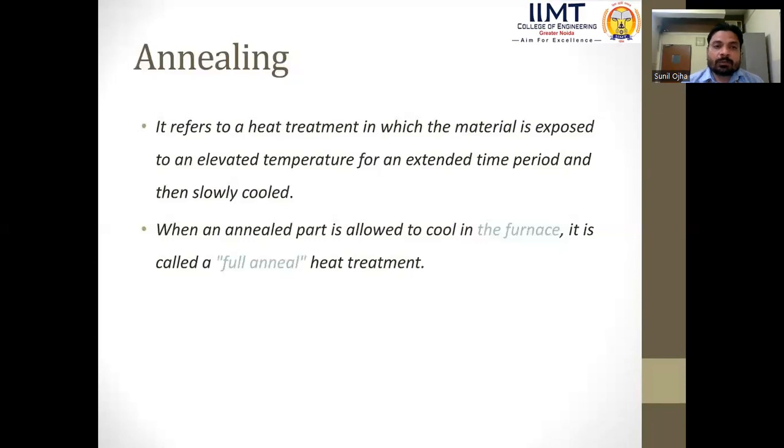So first we have to discuss the annealing process. Annealing refers to a heat treatment process in which the material is exposed to an elevated temperature for an extended time period and then slowly cooled. When we heat the material to an elevated temperature and then allow it to cool inside the furnace, it is called the full annealing heat treatment process.